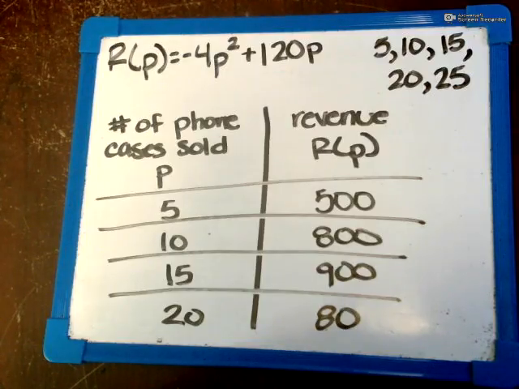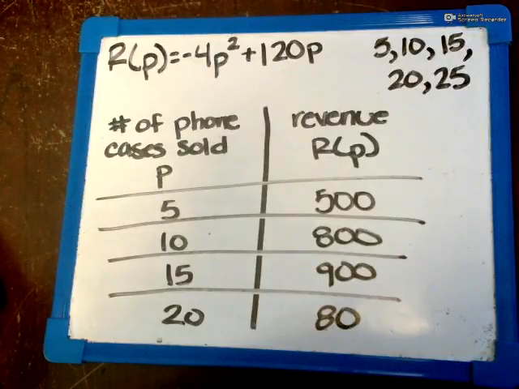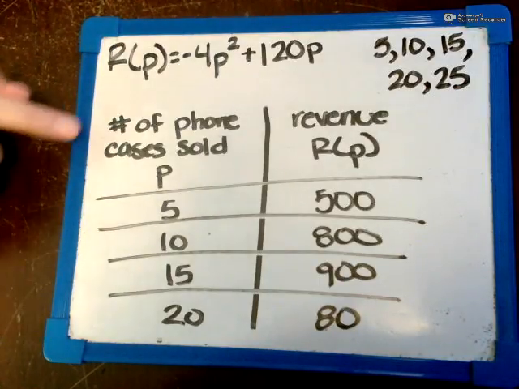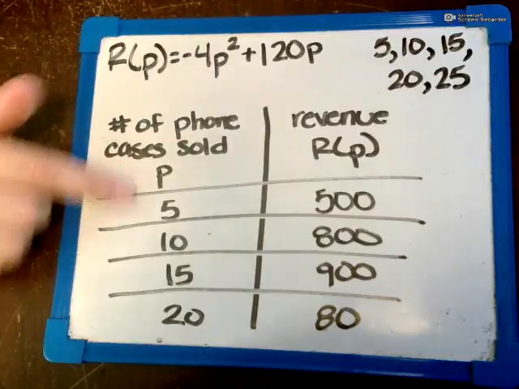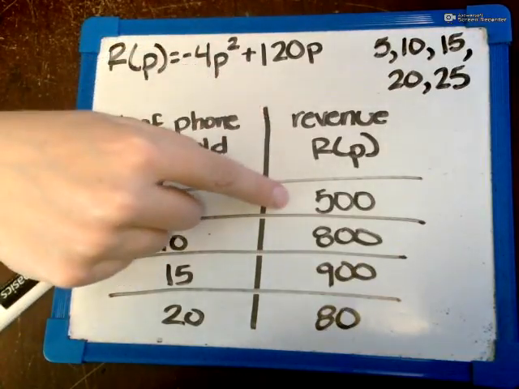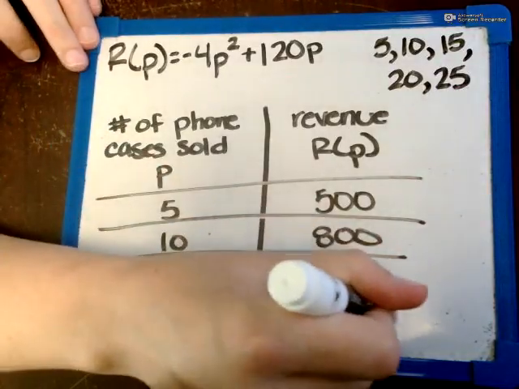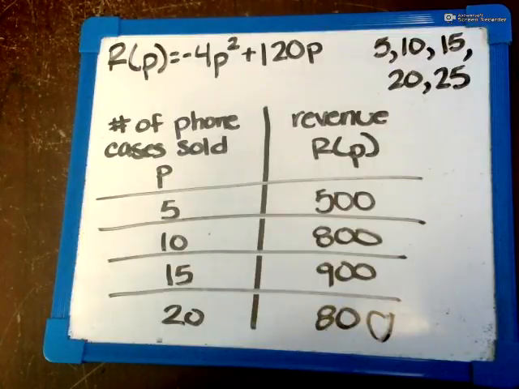Nothing new or fancy here. So here's the table for the first 4 answers. We'll work the last one together. The number of phone cases sold, or P, is 5, 10, 15, 20. The revenue, R of P, is 500, 800, 900. Sorry, that's 800, not 80. 800. Again, I'm a smarty. Now let's do the last one together.